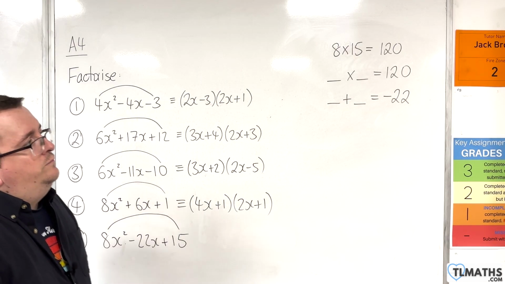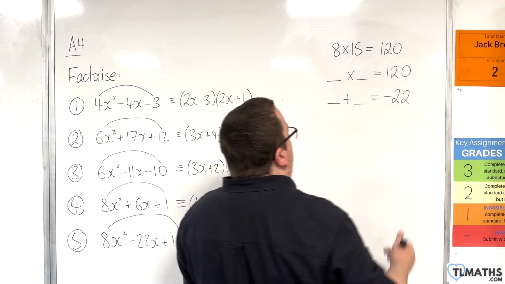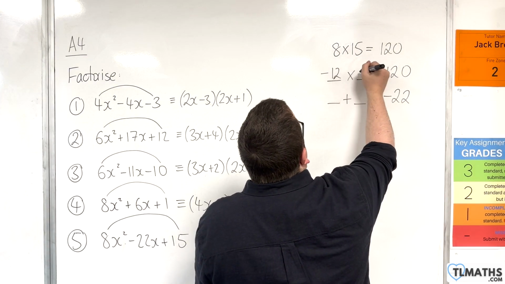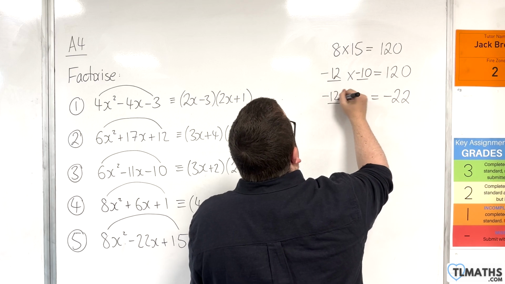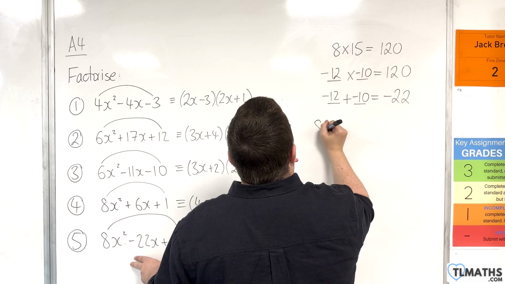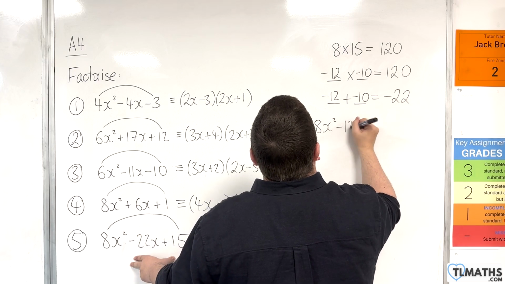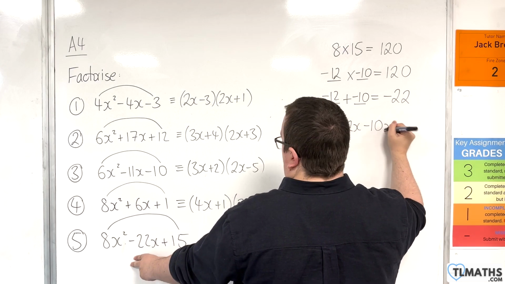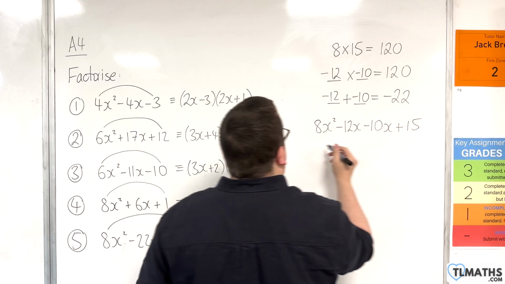12 and 10, minus 12 and minus 10. That'll do it. So we have 8x squared, take away 12x, take away 10x, plus 15.